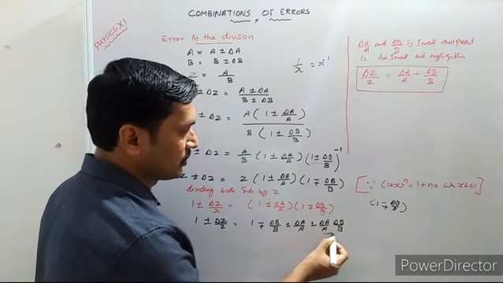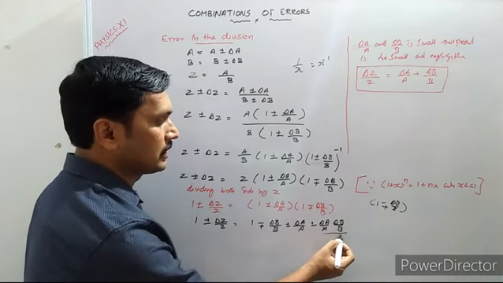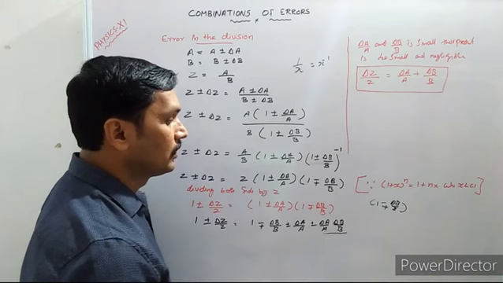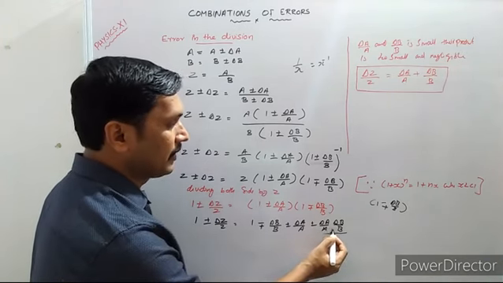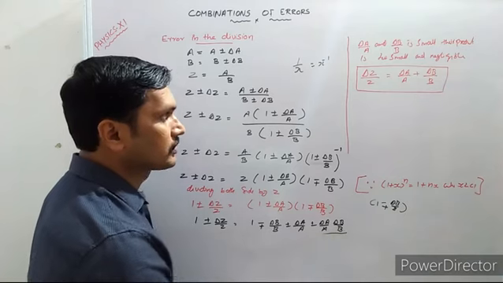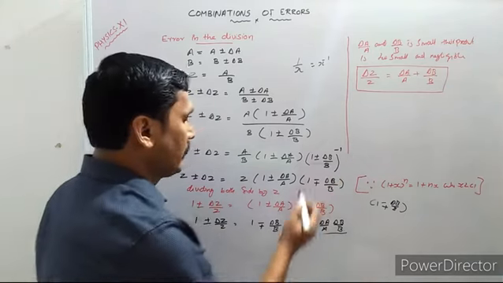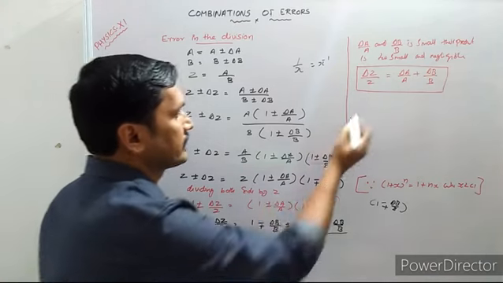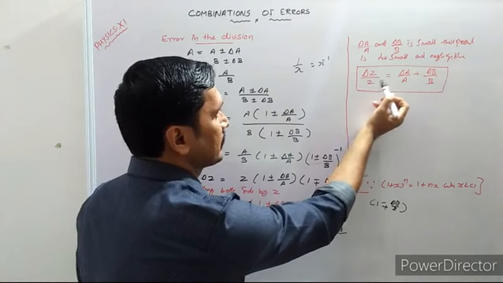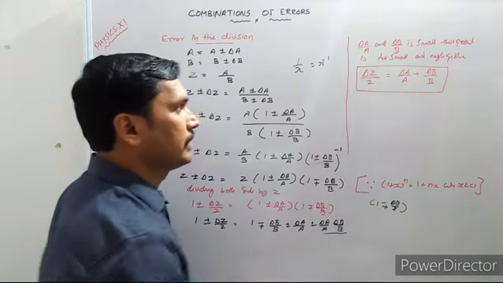But you know this quantity is too small and negligible. Delta A by A into delta B by B is too small because delta A by A and delta B by B are too small and negligible. So we can write the final result. If this term is negligible, you can write the final result as delta Z by Z is equal to delta A by A plus delta B by B.